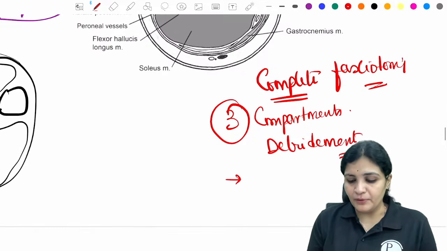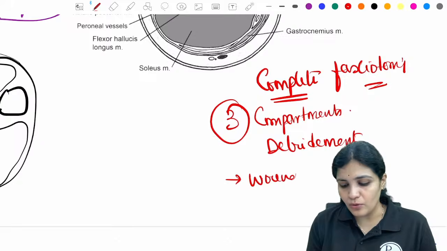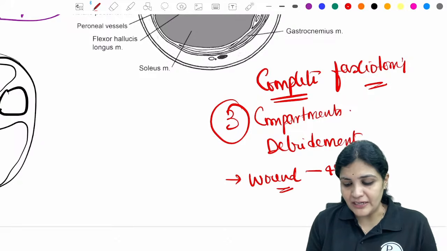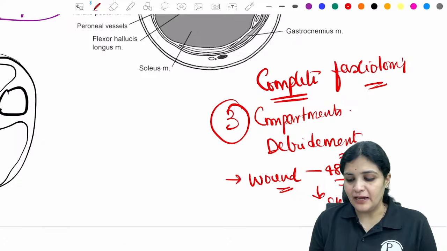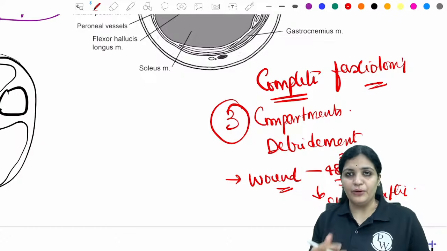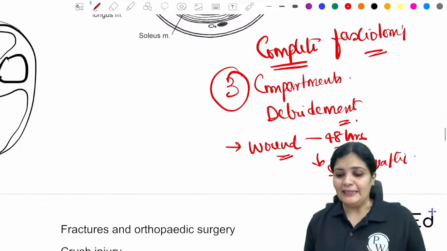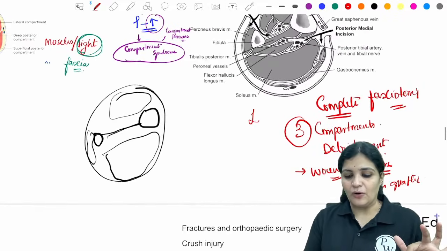And then you will leave the wound open only, no closure. The wound is open for at least 48 hours, and then you do skin grafting, right? Then you close the wound with skin grafting. So this is how you treat them. That is fasciotomy, and all the compartments in the leg, all the three compartments.